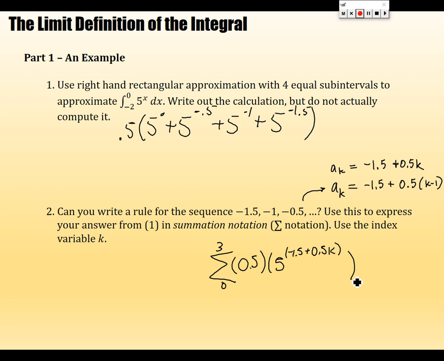Wait, that's not what I did. Something seems to... Oh, and actually, by the way, let's see. Wait, this does look a little different. 0, if you plug in, you get negative 1.5 as the exponent. So maybe you start here, and go backwards. I need to think about why.